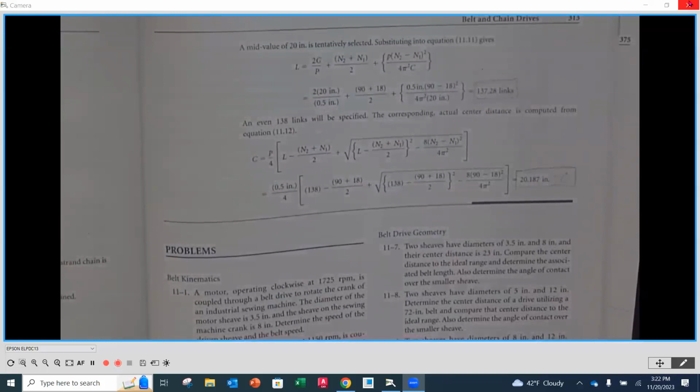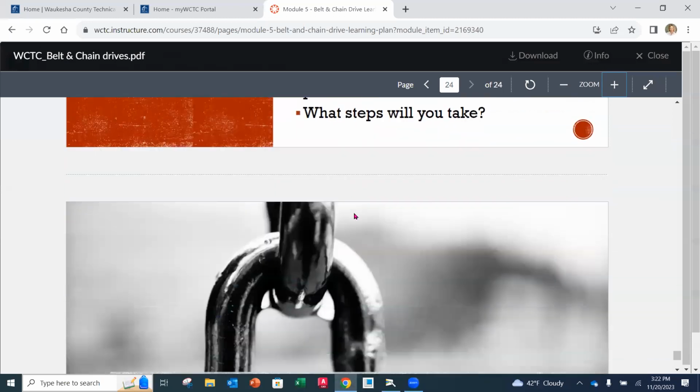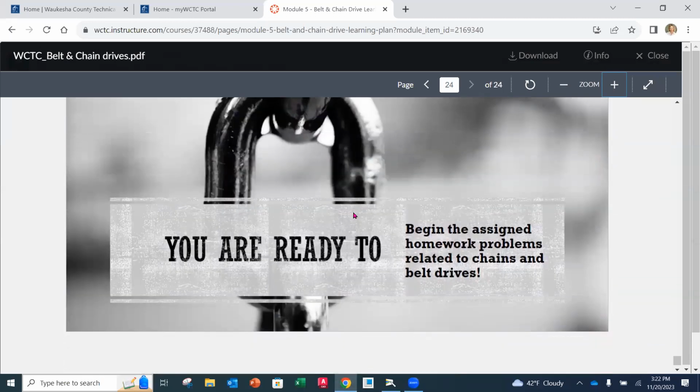Now let's shift gears and look at the homework. I'll go back to our PowerPoint and make sure you're ready to do that. You can now begin your assigned homework problems related to chains and belt drives. I am going to stop sharing for right now, because I'll create another video on just the homework, so that's a little bit separate. I'm going to stop recording and we'll be back.